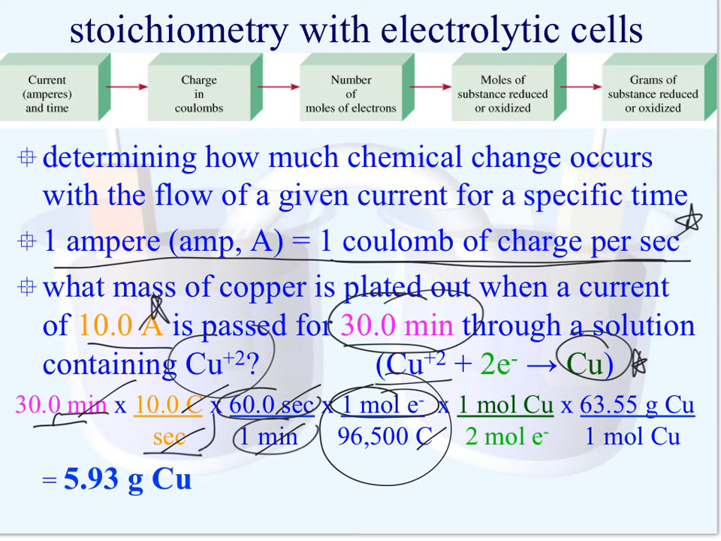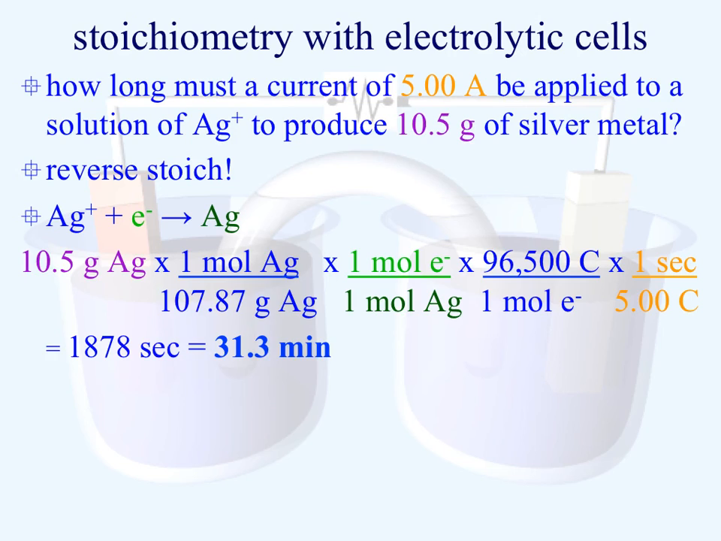Now that we're in moles of electrons, we can use the moles of electrons and the moles of copper produced to figure out how many moles of copper we've created. In this relationship, moles of electrons cancel. And if we want to get our mass, we need to take the molar mass of copper and multiply. We end up with 5.93 grams of copper that get plated when we pass this current through a copper 2+ solution for 30 minutes. If we change the amperage or the time, we'd have a different quantity of copper being plated out.